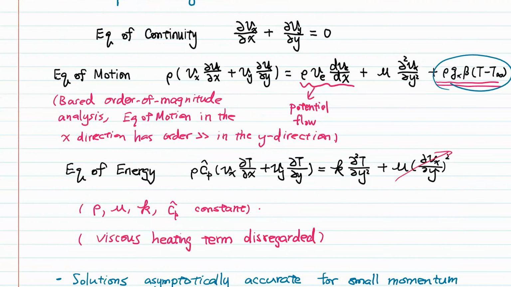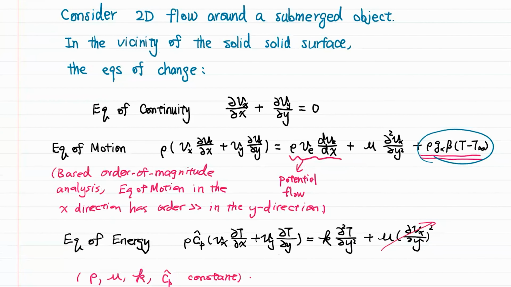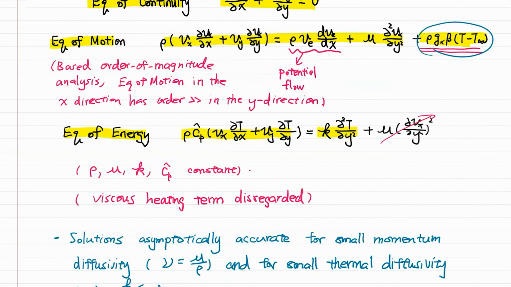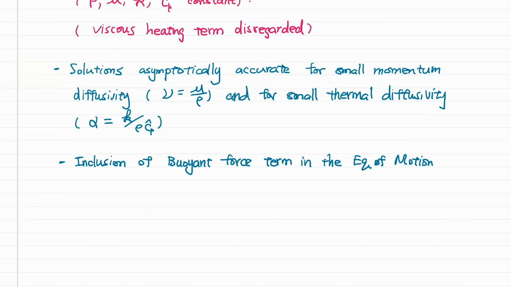Again, for non-isothermal flows, we will have equations of change, including the equation of continuity, the equation of motion that now includes the buoyant forces, and the equation of energy, in which in general we will neglect viscous heating. With the equations of change established, let's take a look at the boundary conditions.